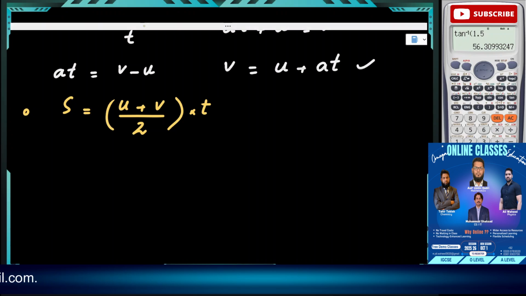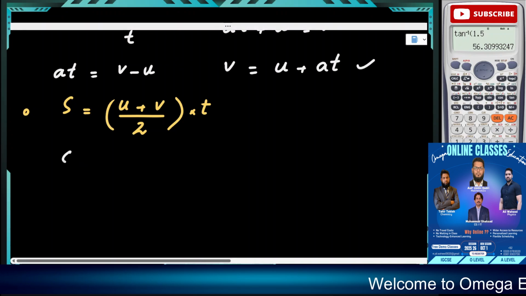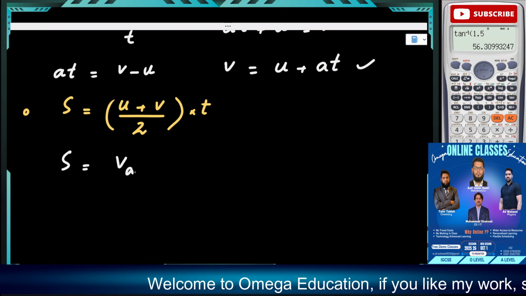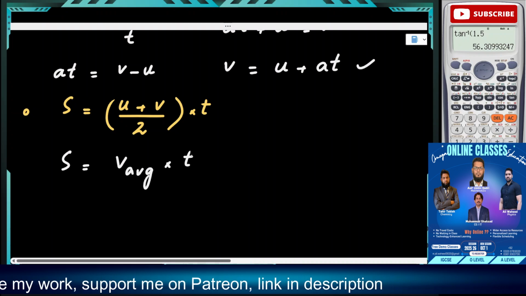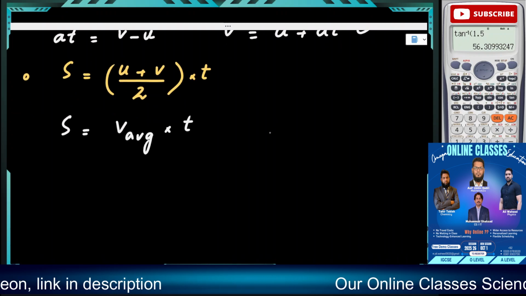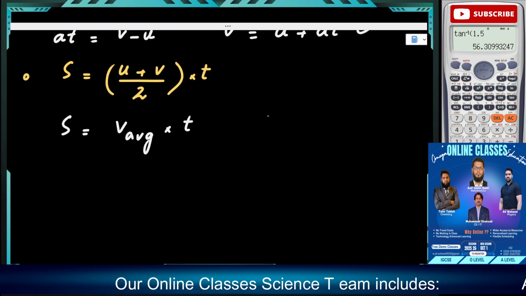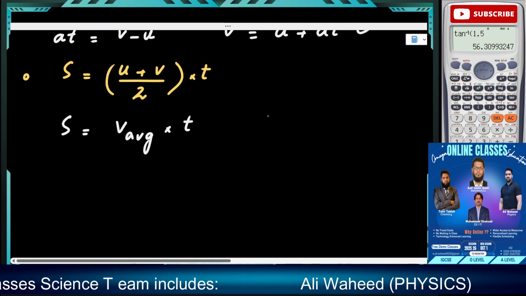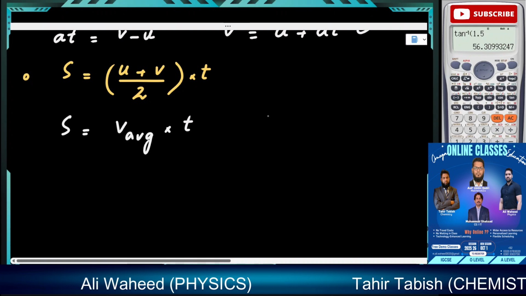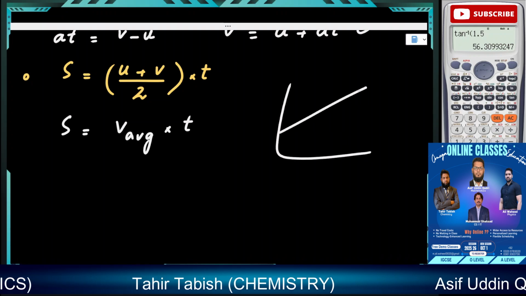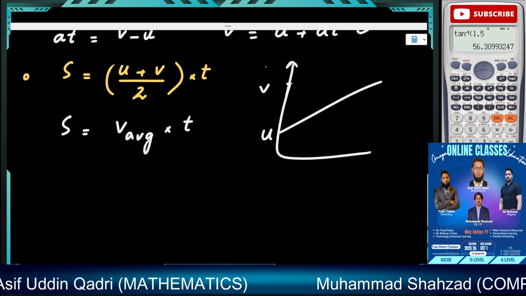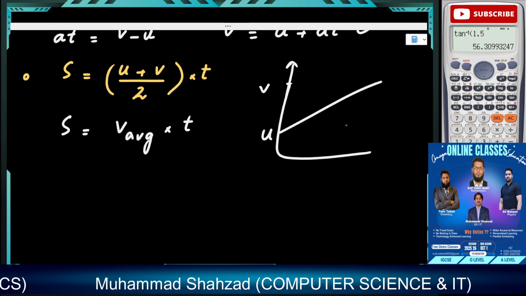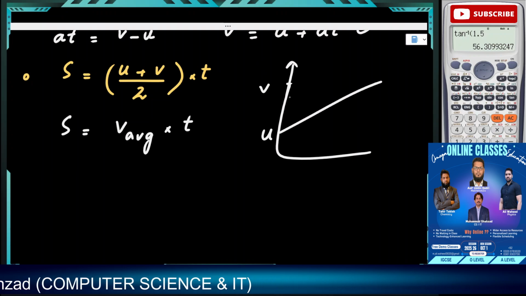All right, so one of the expressions that we know is displacement equals average velocity times time. So let's say the velocity is being changed with uniform acceleration, the graph will look something like this. Initial velocity was u, let's say the final velocity is v, and all of it took place from u to v. The velocity changed in t seconds.